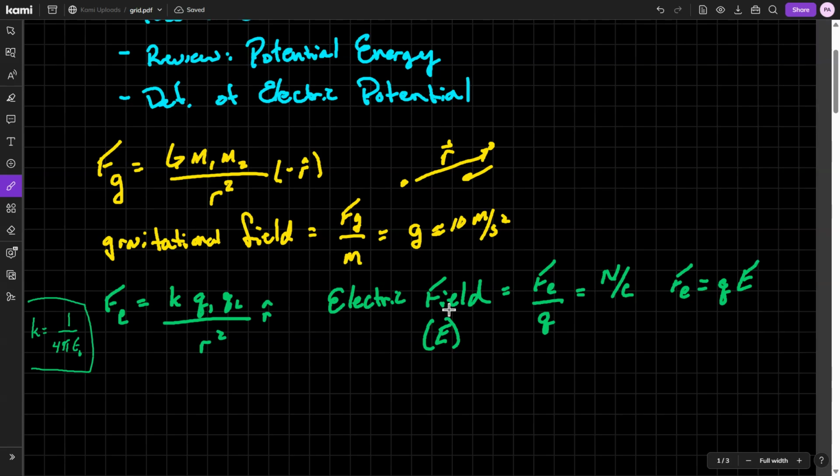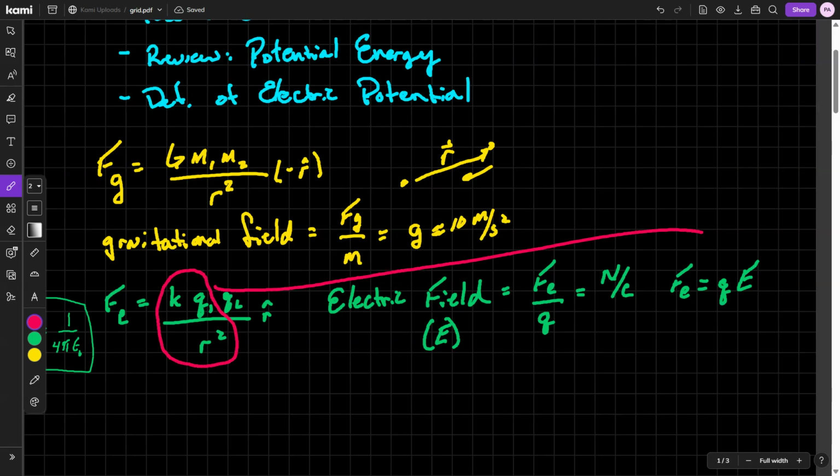So really that is our E. If our force of electricity is K Q1 Q2 over r squared, and the force of electricity is the charge on our object, Q2, times K Q1 over r squared, then E equals K Q over r squared.